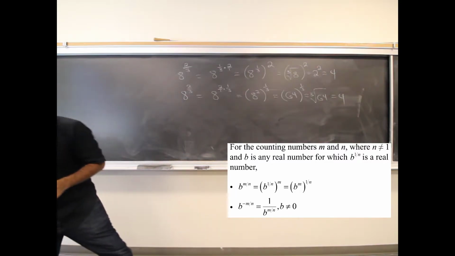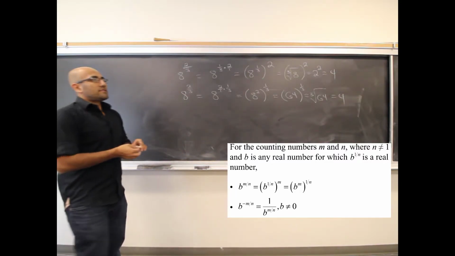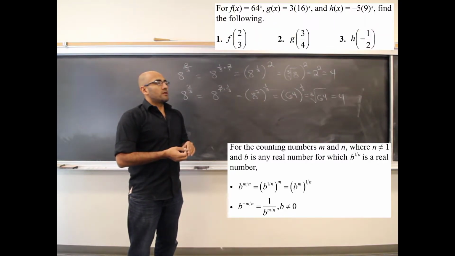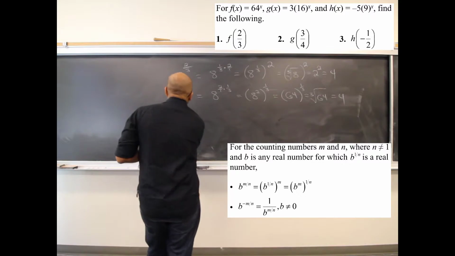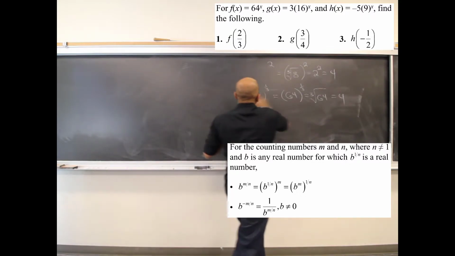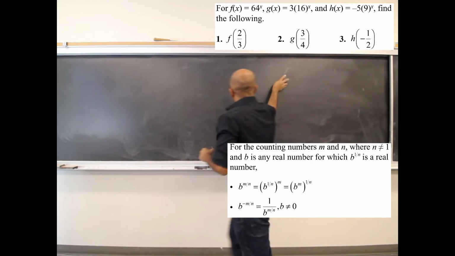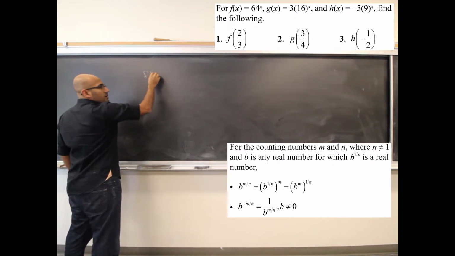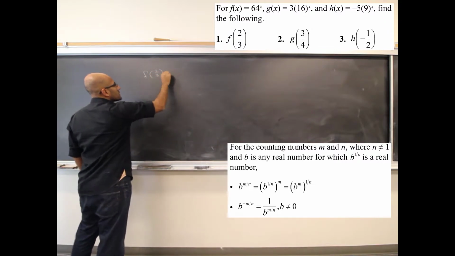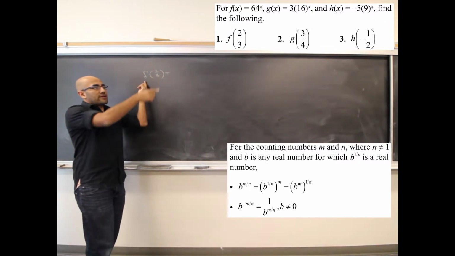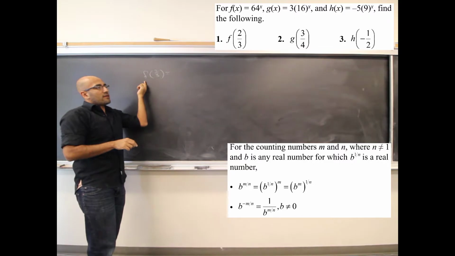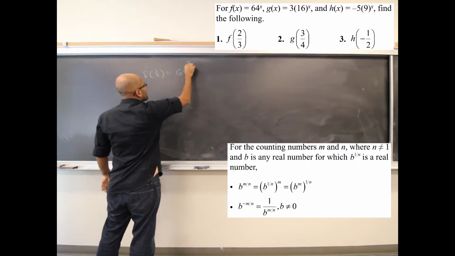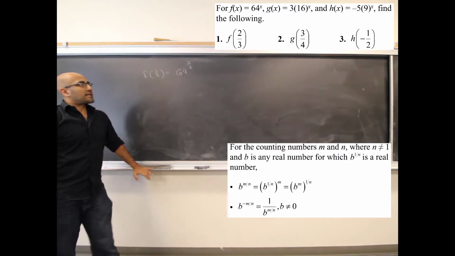Good. So, for example, let's simplify some of these. f of x equals 64 to the power of x. So f of 2/3, right? Because it's the f function, I go over to the 64 to the x power. So this should be 64 to the power of 2/3. That's what we've got to simplify.